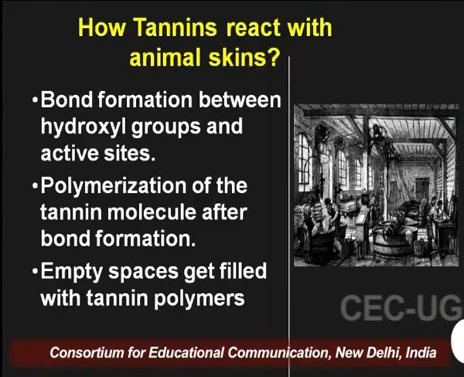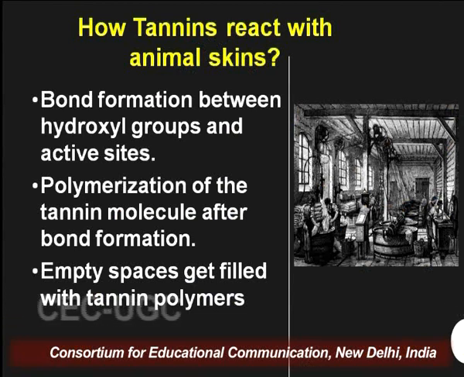Now once these bonds are formed with the hydroxyl groups of the tannin compounds, these tannins further start getting polymerized, because some of the hydroxyl groups still remain free, and these free hydroxyl groups of the tannin compounds start forming bonds with other tannin molecules, thereby causing polymerization of that particular complex. As time passes, these polymerization complexes increase in size, and gradually they fill up the free intracellular space present in the amorphous collagen fibers.